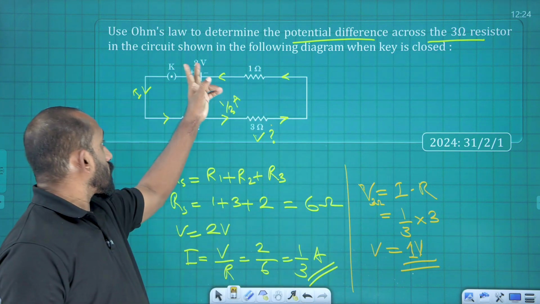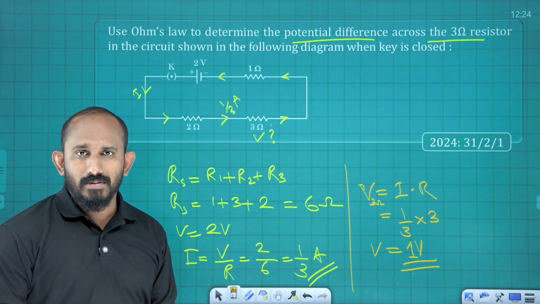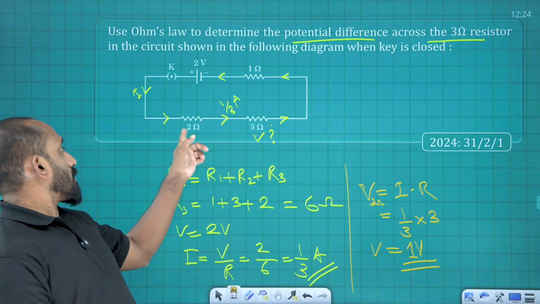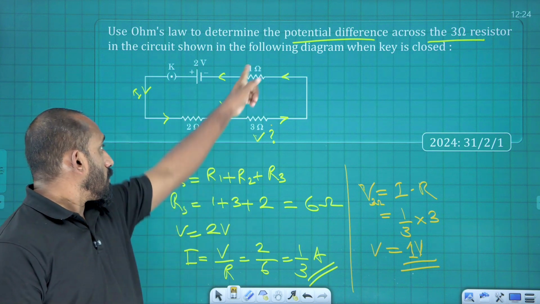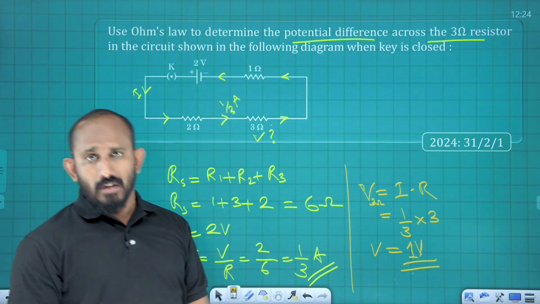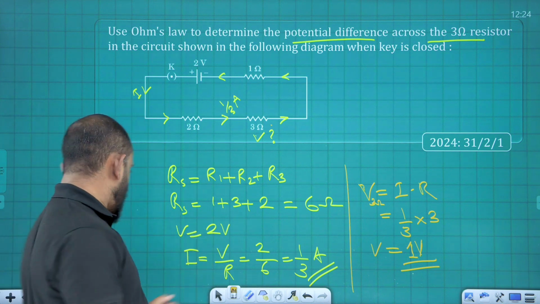So, total is 2 volt there. So, across 3 ohm, it is 1 volt. Hope you got it. Then here, 1 by 3 into 2, that's 0.6 volt will be here. Then 1 by 3, that is 0.3 volt will be there. Hope you got it. Let's go for the next question.